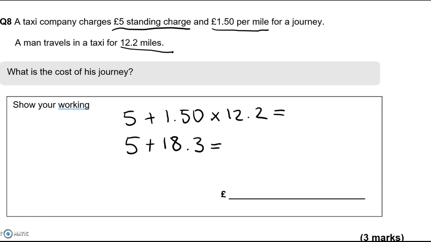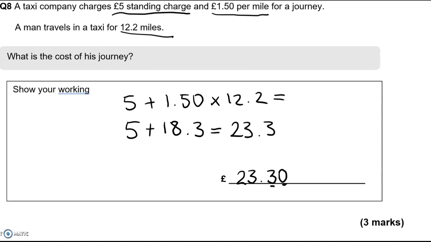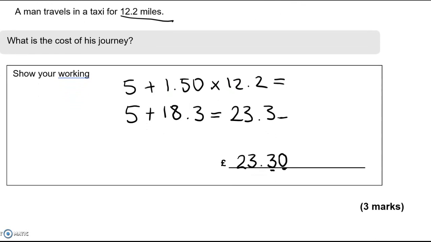So adding these together gives us 23.3. £23.30. We must make sure we put the 0 there, because when it comes to money, there are 2 digits after the decimal point. And if there is no value after that, it means a 0.